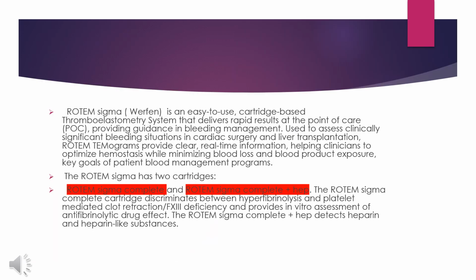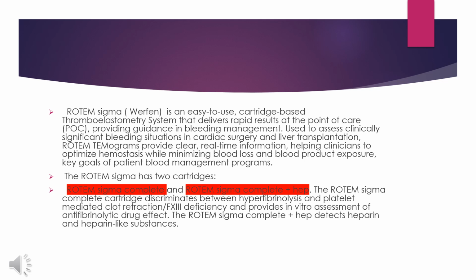So the ROTEM Sigma is an easy-to-use cartridge-based thromboelastometry system that delivers rapid results at the point of care, providing guidance in bleeding management. It is used to assess clinically significant bleeding situations in cardiac surgery or in liver transplantation. So the ROTEM thromboelastograms provide clear, real-time information, helping clinicians to optimize hemostasis while minimizing blood loss and blood product exposure, the key goals of the patient blood management program.